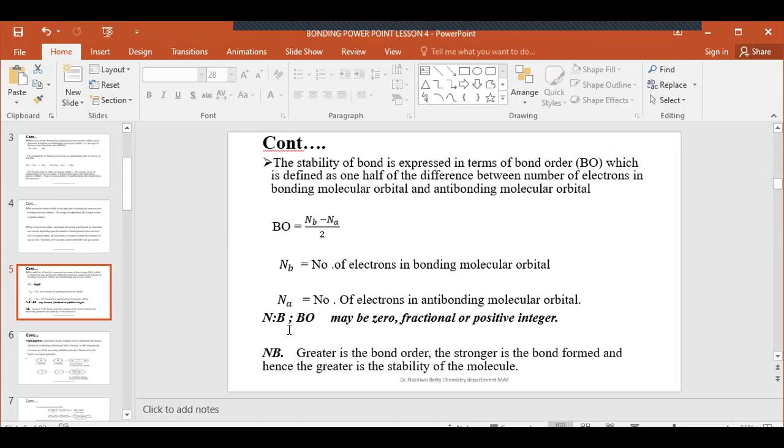A point to note here is that the bond order may be 0, a fraction, or a positive integer. The greater the bond order, the stronger the bond formed, and the greater the stability of the molecule.